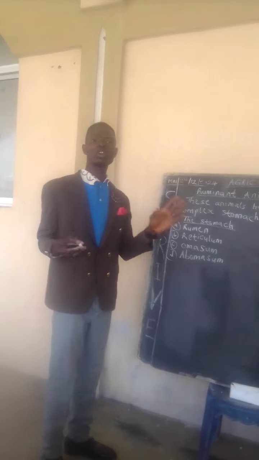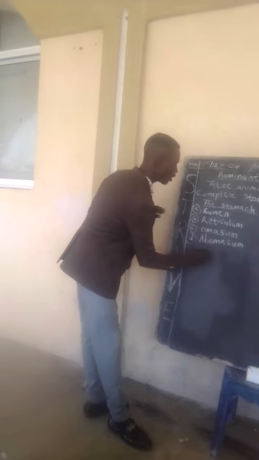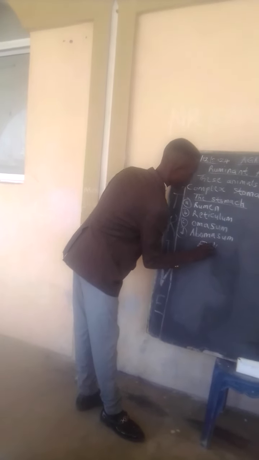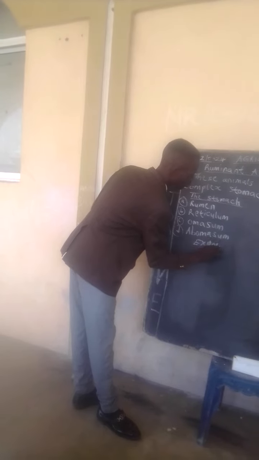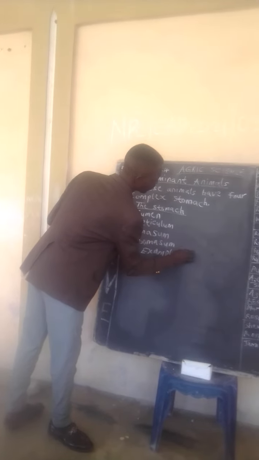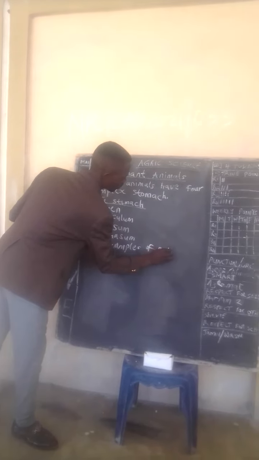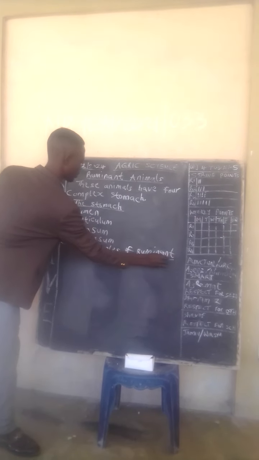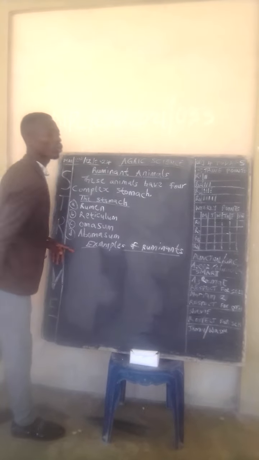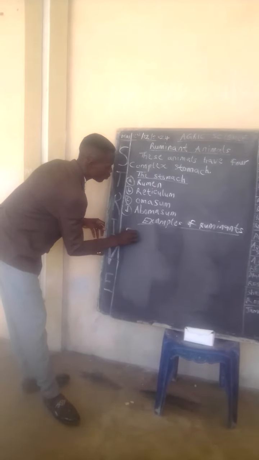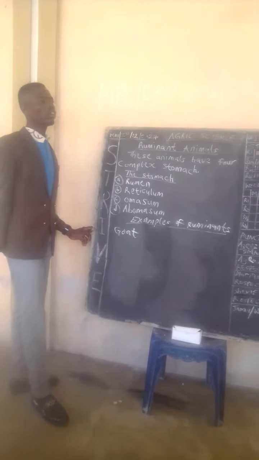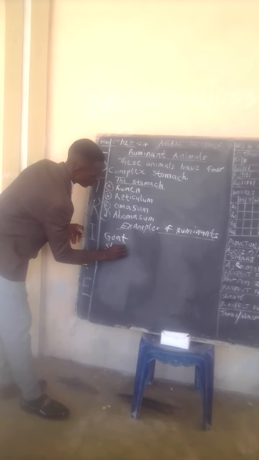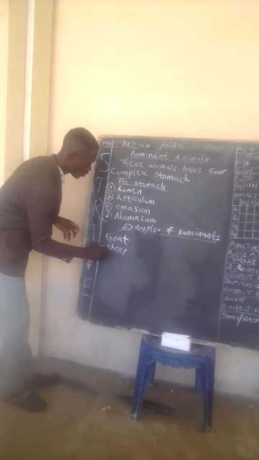Now, examples of ruminant animals. Number one, we have goats. What did I call it? Goat. Then we have sheep. We have cattle.